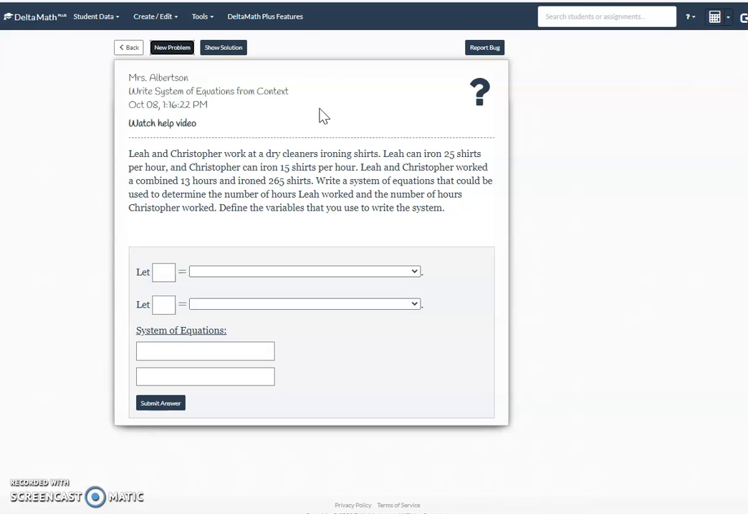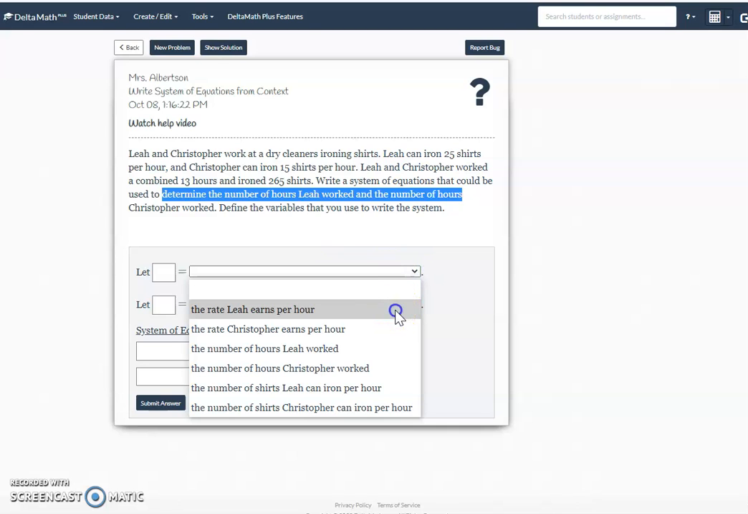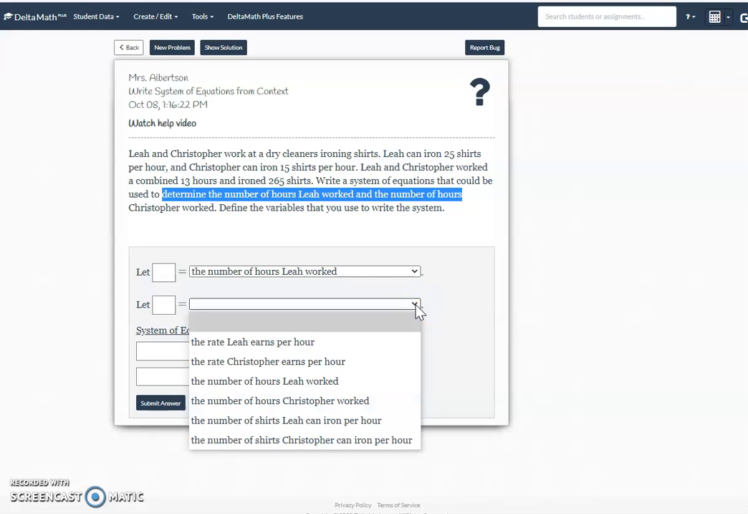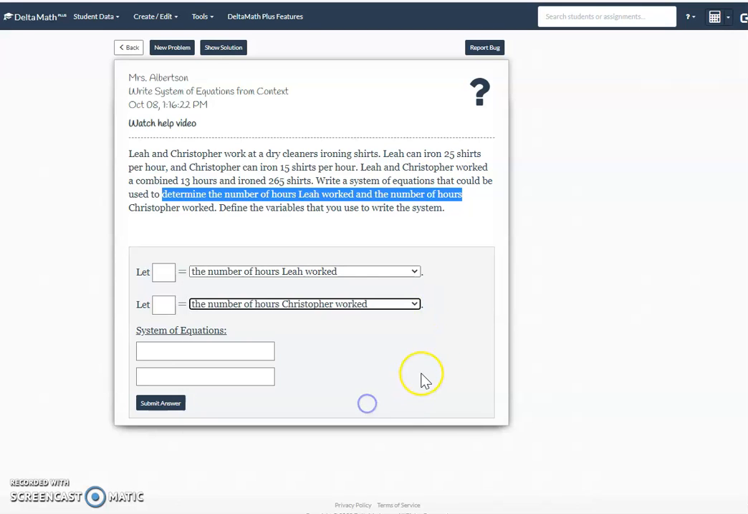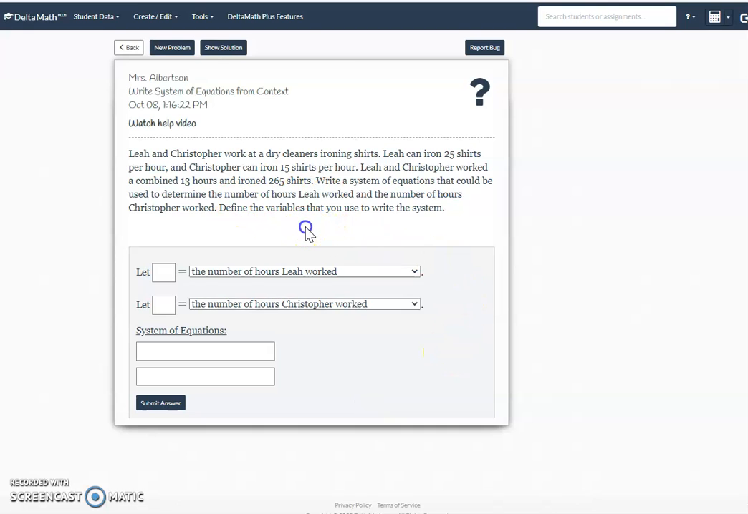All right, so I can tell right here, determine the number of hours that they worked. So that's what I'm looking for. I need to figure out the number of hours Leah worked and the number of hours Christopher worked. That's how I know what my variables are representing. For this one, we can just use X and Y. So we know that Leah can iron 25 shirts per hour.